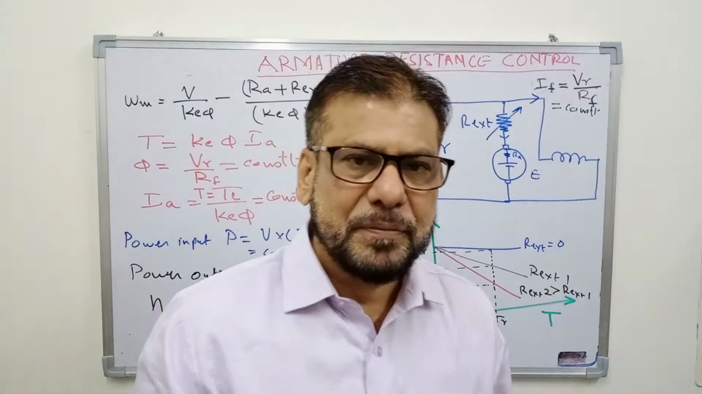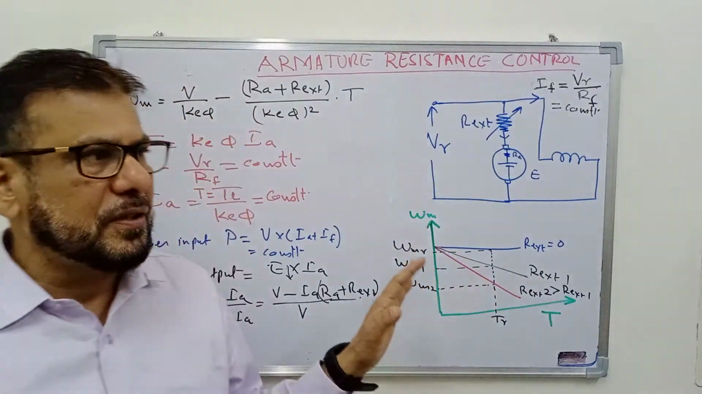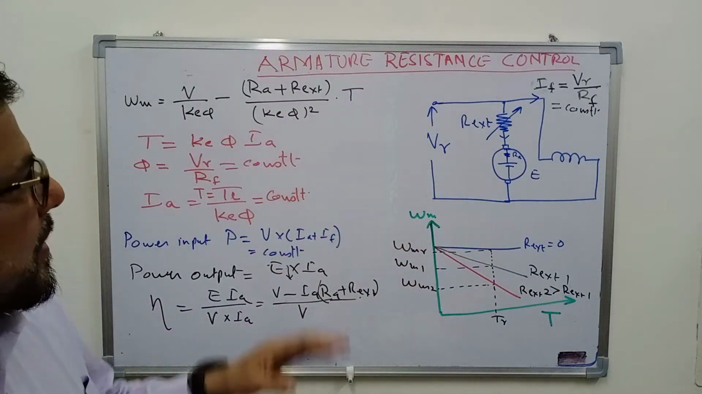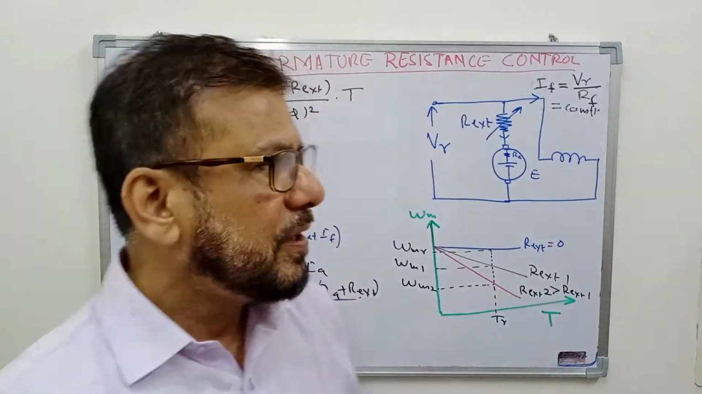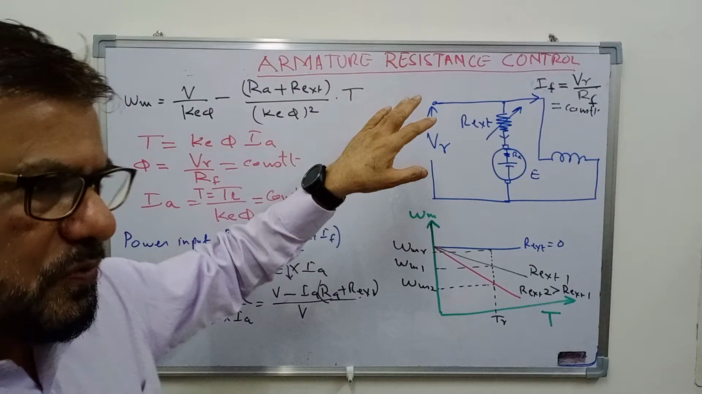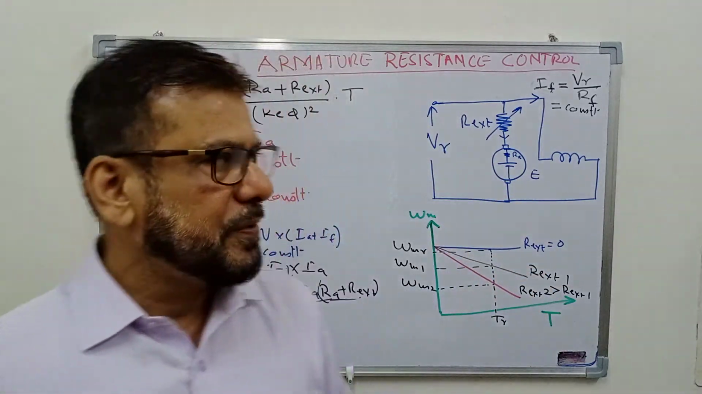Now, hello everyone. In this third lecture on speed control methods, I will discuss today the armature resistance control method. As the name suggests, we have to vary the resistance in the armature circuit.